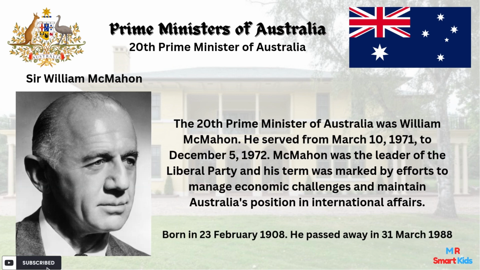The 20th Prime Minister of Australia was William McMahon. He served from March 10, 1971, to December 5, 1972. McMahon was the leader of the Liberal Party, and his term was marked by efforts to manage economic challenges and maintain Australia's position in international affairs. He was born on February 23, 1908. He passed away on March 31, 1988.